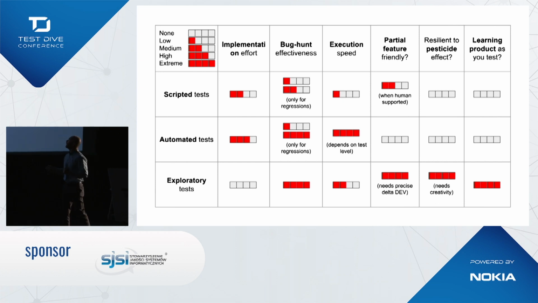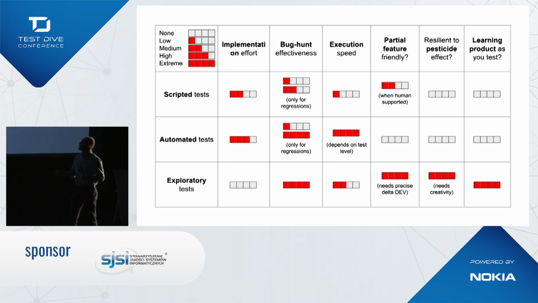Great point. Okay, for partial feature, whether the tests are partial-feature friendly. So if I have a feature which is not complete, can I already test it? Well, for automation this is 0 here, because if the feature is incomplete, then we cannot do this, because the test does only as much as we have programmed. For manual scripted tests, well, we can skip some parts, and this is good.